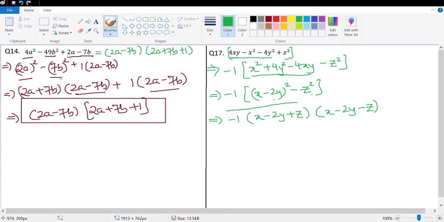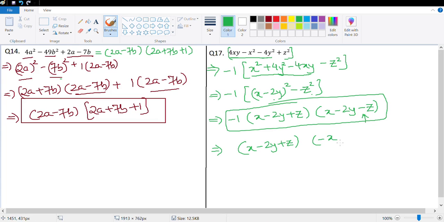In case you don't want to keep the negative 1 outside, let's multiply it with one of the brackets. Let's multiply it with this bracket. So the first bracket remains x minus 2y plus z, and the second bracket becomes negative x plus 2y plus z. That's also correct because it's exactly the same answer as the first one.